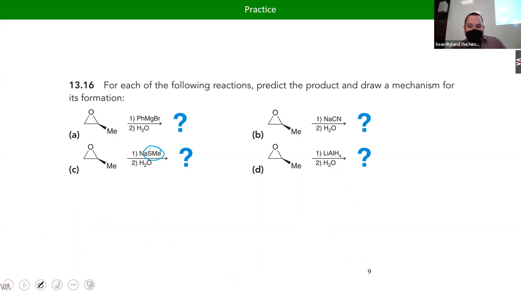So all that really matters is that you can find a negative charge on it, right? Doesn't matter what it's called. Doesn't matter what the functional group is even called. You've got a sulfur attached to a methyl group. You've got a nucleophile, right? And so again, it's going to go to the less substituted carbon.